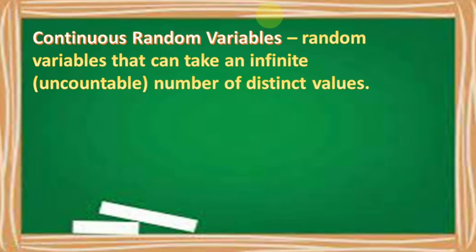Okay, how about continuous random variables? It says here that continuous random variables are random variables that can take an infinite or uncountable number of distinct values. In other words, these are random variables whose values can only be obtained by measuring using some measuring devices. And the values are in decimals or in fractions. Let us have some examples.